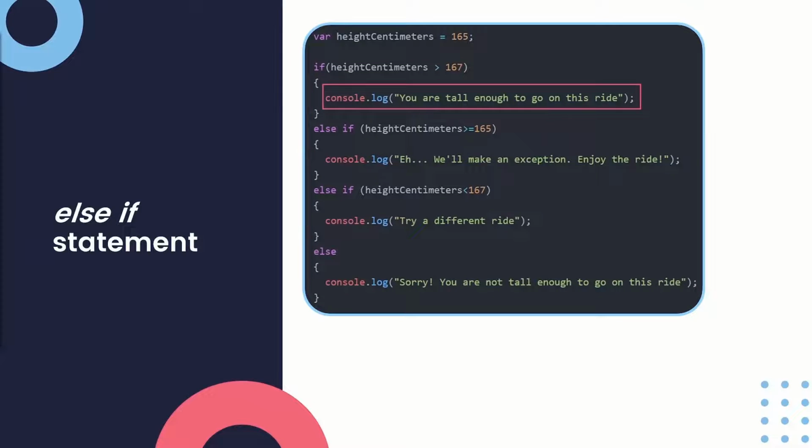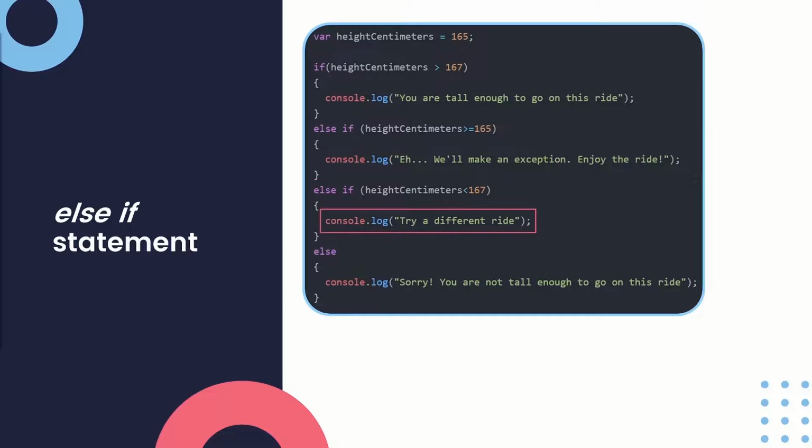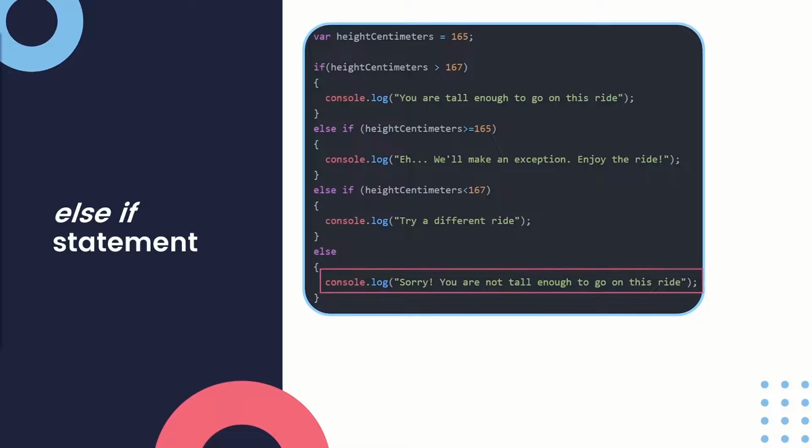Okay. Now, if that condition is not true, then move on to the next one. Else, if the first condition that we tested is not true, check this one. My height in centimeters must at least be equal to 165 or greater. So if that is the case, then we'll make an exception. So enjoy the ride. Awesome. Now we also have another else if condition here, which is else if my height in centimeters is less than 167, which is the case, then we should be getting this code. Try a different ride. If all conditions fail, then sorry, you are not tall enough to go on the slide. And this is the output that we actually get.